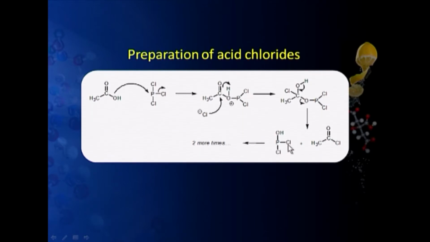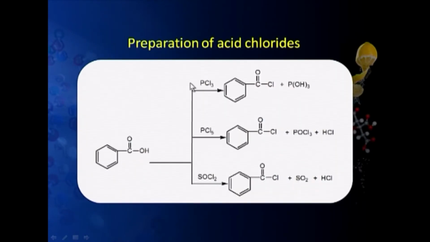The only benefit of using PCl3 is that one molecule of PCl3 can react with 3 molecules of carboxylic acid one by one. But the reaction with PCl3 is at a little slower rate in comparison to that with PCl5.